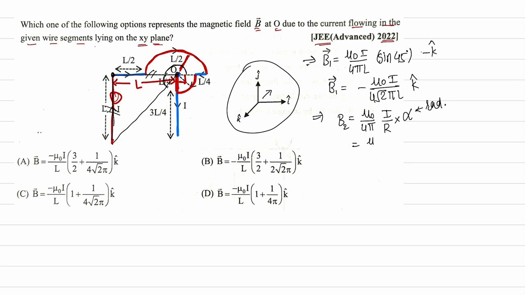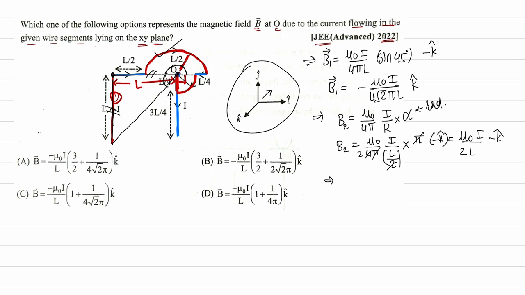So if you place all the values, mu naught divided by 4 pi, the current passing through the arc is I, divided by the radius, which is L divided by 2, and multiplied by the angle made at center O, which is pi in radians. Pi gets cancelled, and here it is 2. And again it is in the minus k cap direction. So this value will be mu naught I divided by 2L, in the minus k cap direction. That is the magnetic field due to the larger arc.